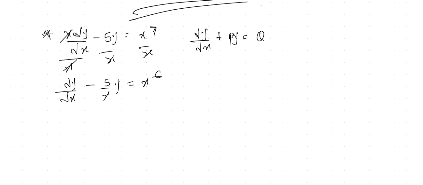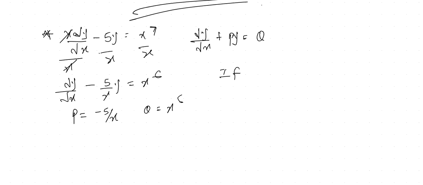All right, let's go. Now, here you can get your p. Your p will be minus 5 over x, and your q will be x raised to the power of 6. Then let's look for the integrating factor. The integrating factor is going to be e raised to the power of the integral of p dx. Right, that will be the integrating factor. Then it equals e to the integral of, what is p? P is minus 5 over x dx.